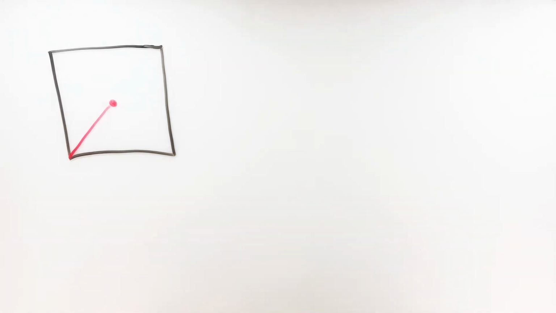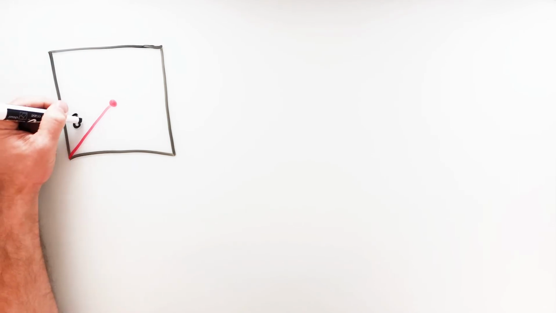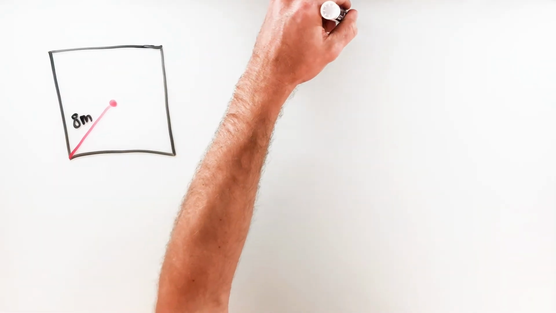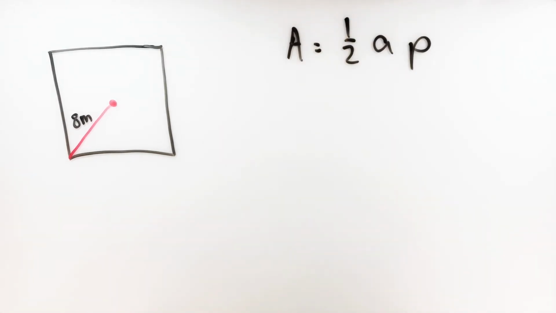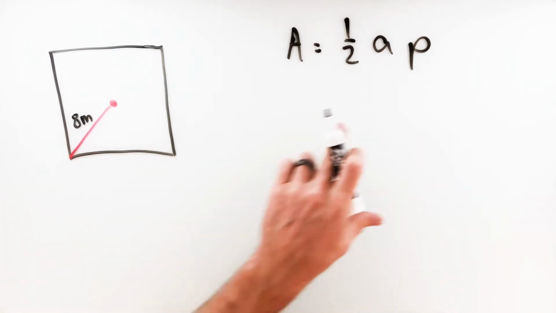So say you have a square with a radius of 8. We'll go with meters. Square with a radius of 8 meters. Now if you remember your formula for the area of a rhombus, that might be the quicker way to do this one, but we're going to use 1/2 AP just because that's what this lesson is about. 1/2 AP. Okay, now once again with the radius, I don't have the apothem or the perimeter.